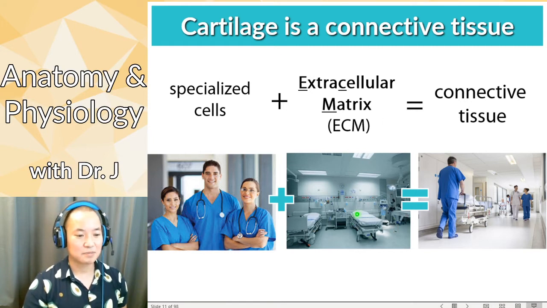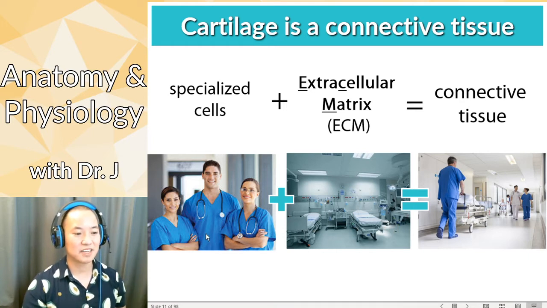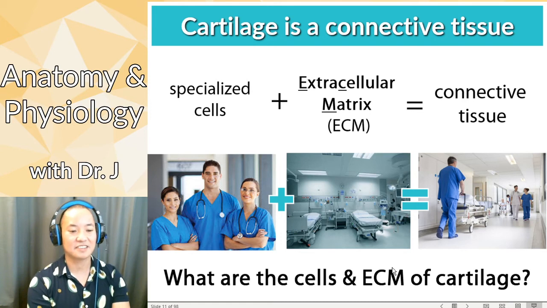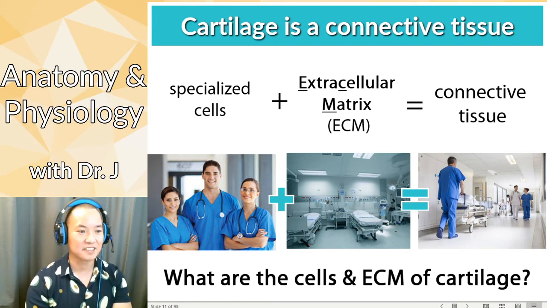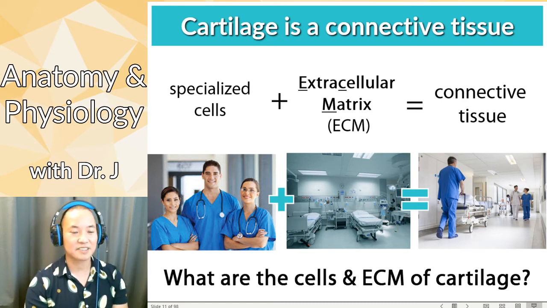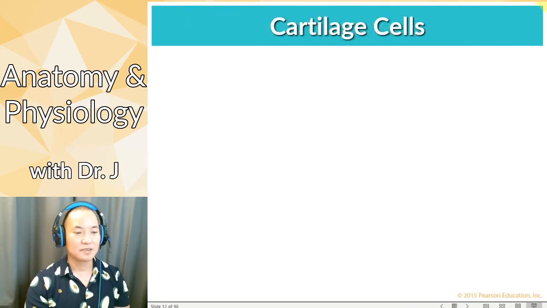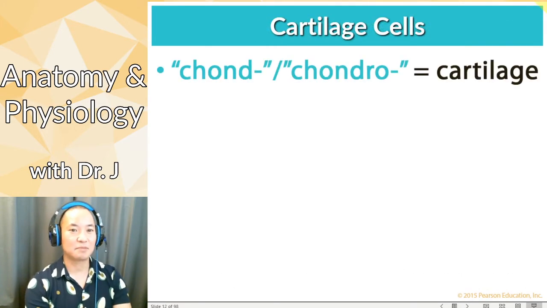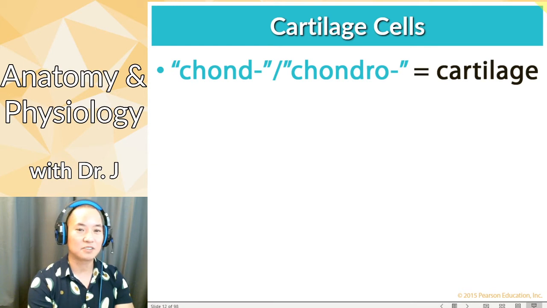Again, are the hospital beds living? Are the walls living? Are all the IVs living? No, but you do have all these living cells that help to use this equipment and surroundings to make the overall tissue work. But what are the cells and extracellular matrix of cartilage? Since it's connective tissue, it must have cells and ECM. Well, cartilage cells. So this is an important key word and root word. Chondro or chond means cartilage. Whenever you see this, it pretty much always refers to cartilage. So it's a very useful term.